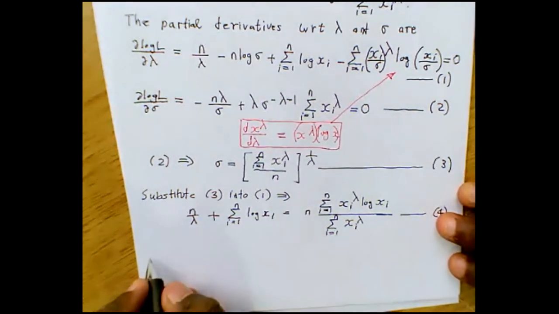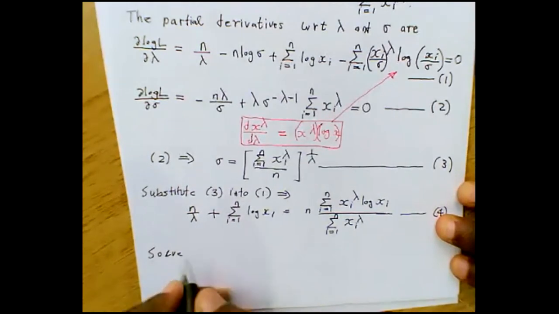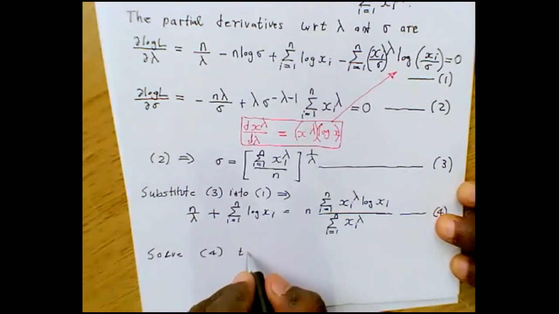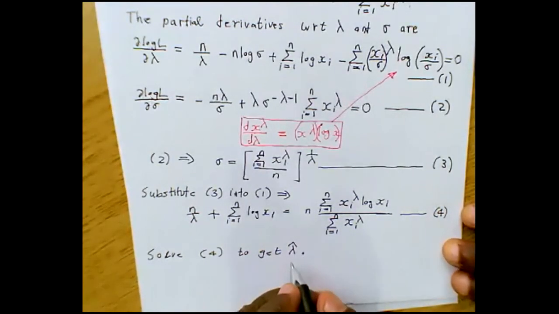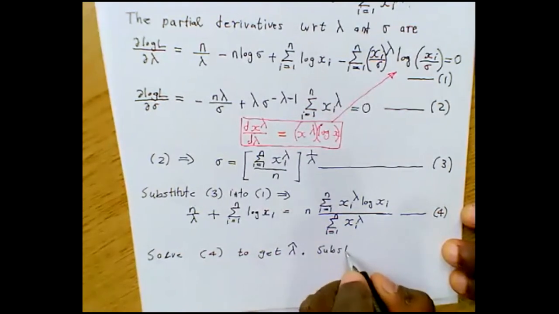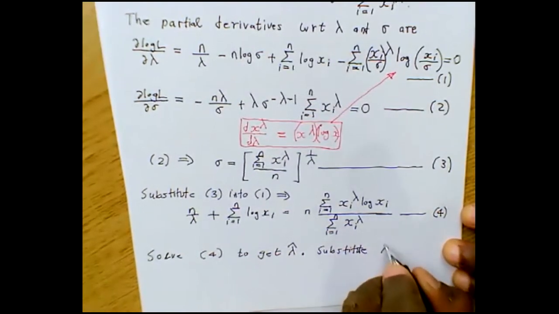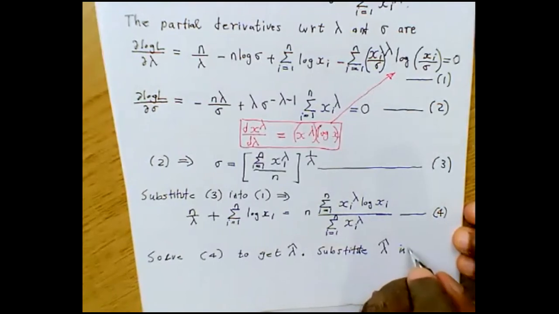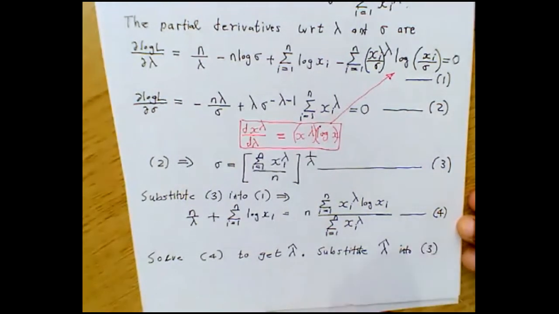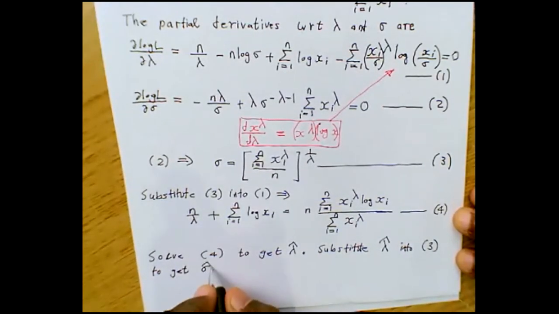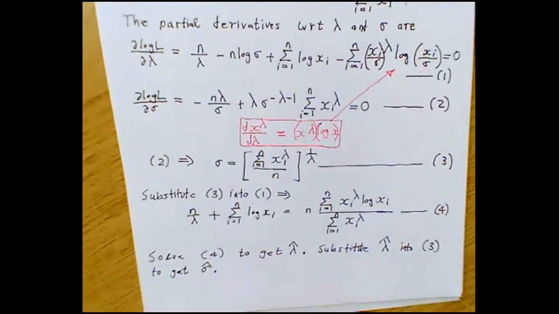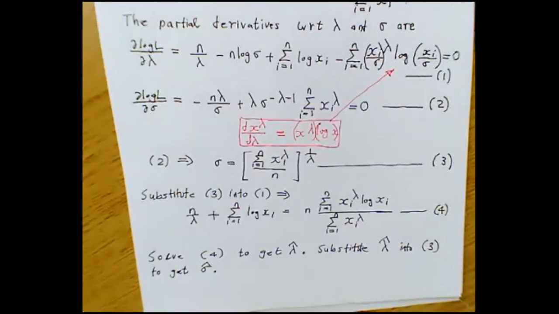Okay, so you can solve for lambda hat. Once you got lambda hat, you substitute lambda hat into equation 3 to get sigma hat. So this is the solution for question number 3. You guys okay with this or not? So similar to the previous question I did.